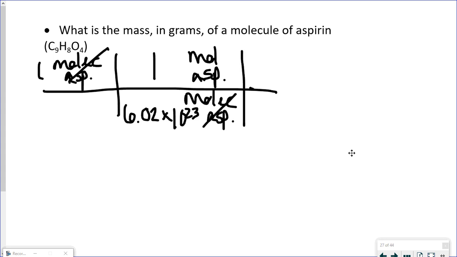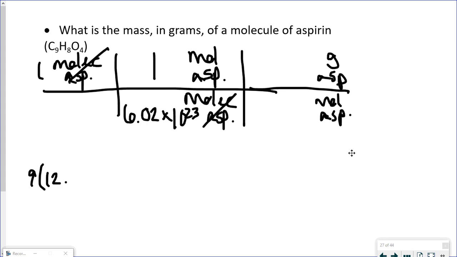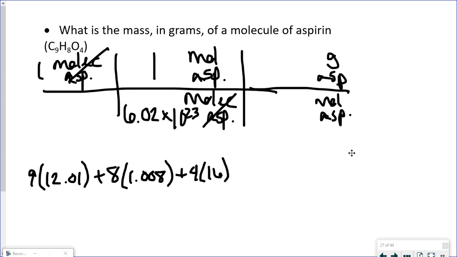But we're looking for grams, so we need to add an additional step in. So remember, we no longer need moles, so it will go on the bottom of our next step. And since we're changing into grams, we need to find our molar mass. So we can do this down below. We have 9 times the mass of carbon, which is 12.01. Add to that 8 hydrogens, which are 1.008 apiece. Add to that 4 oxygens, which are 16 apiece.